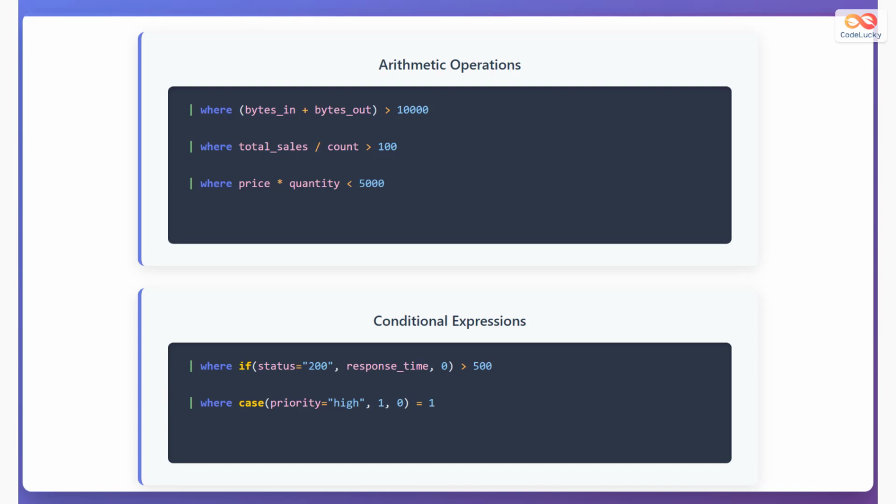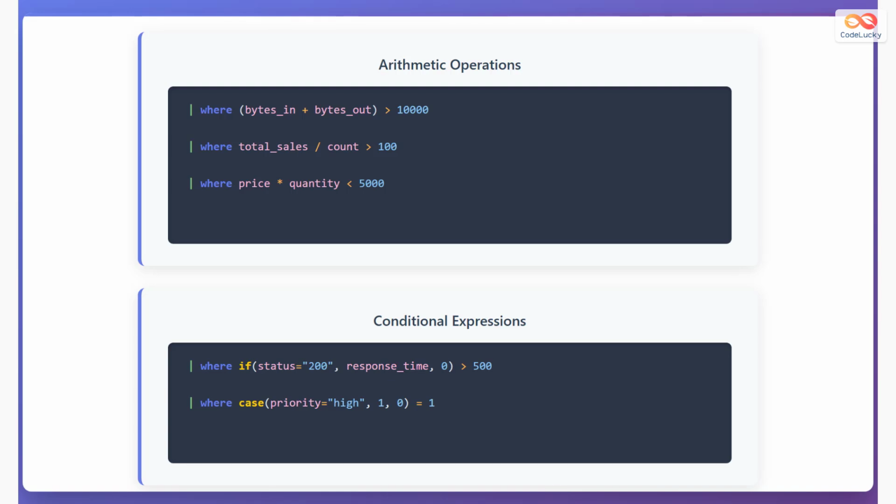Mathematical operations within the where command enable sophisticated calculations. You can sum fields with | where (bytes_in + bytes_out) > 10,000 for total bandwidth analysis. Division operations like | where total_sales / count > 100 calculate averages. Multiplication with | where price * quantity < 5,000 finds low-value transactions. Conditional expressions add even more power.